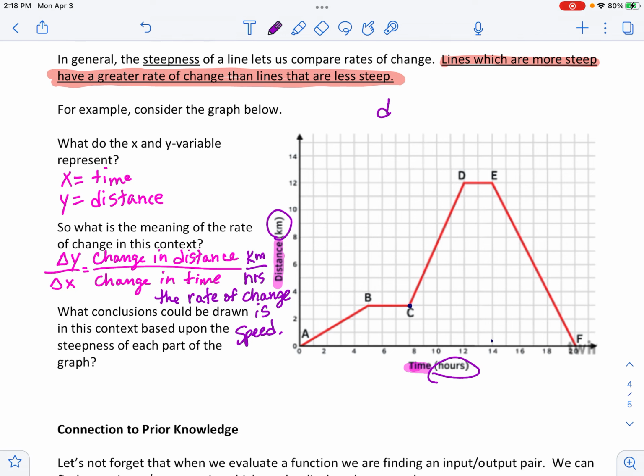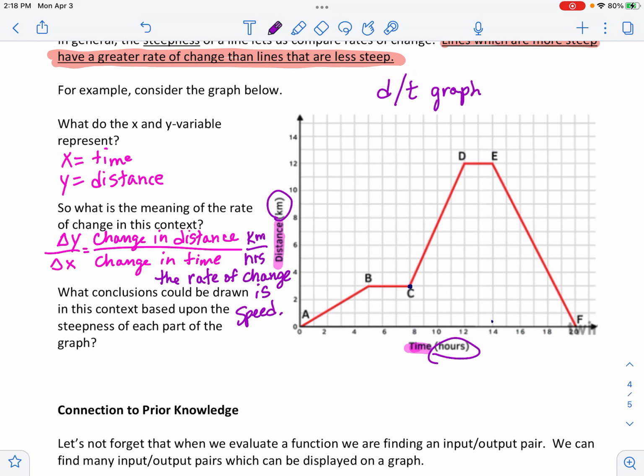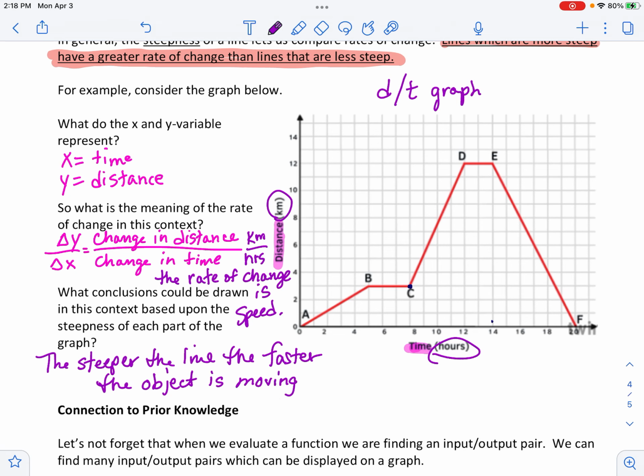This is what we call a DT graph, or a distance time graph. Distance time graphs are used to show us the speed of an object. The rate of change is the speed of an object as it travels. So what conclusions can be drawn in context based upon the steepness of each part of the graph? The steeper the line, the faster the object is moving.